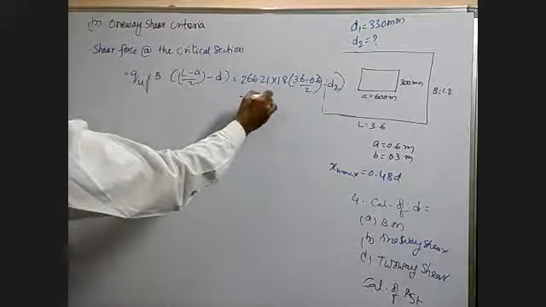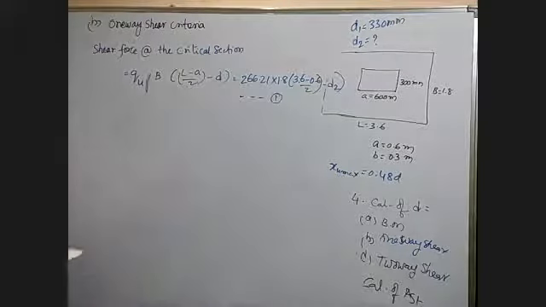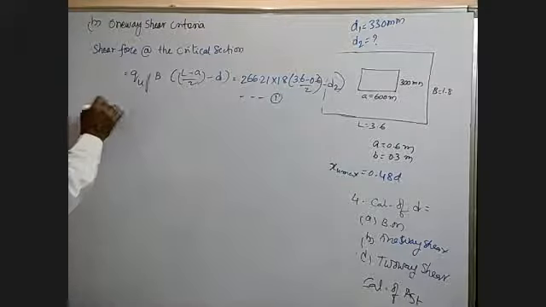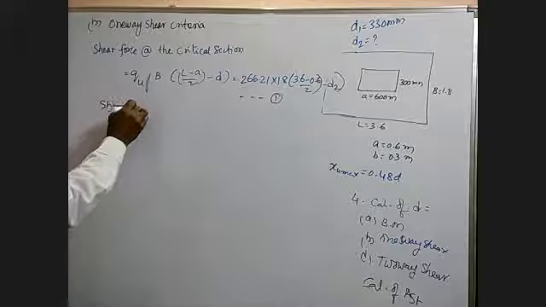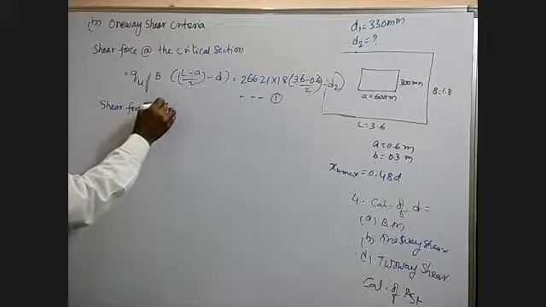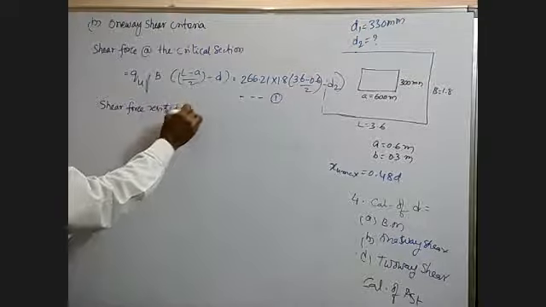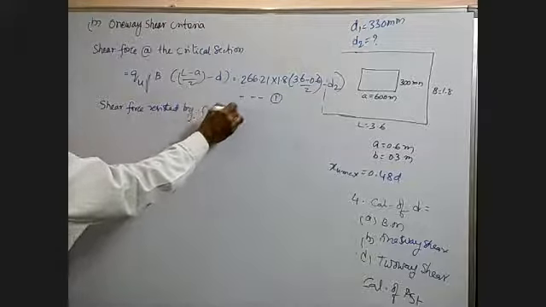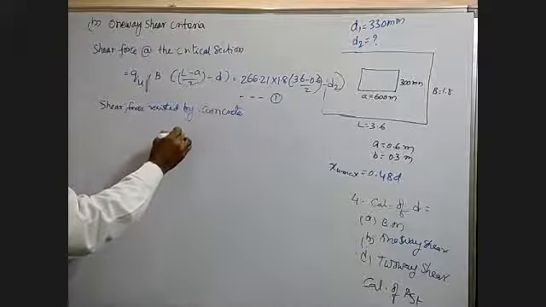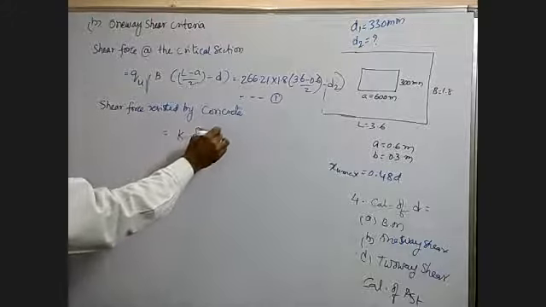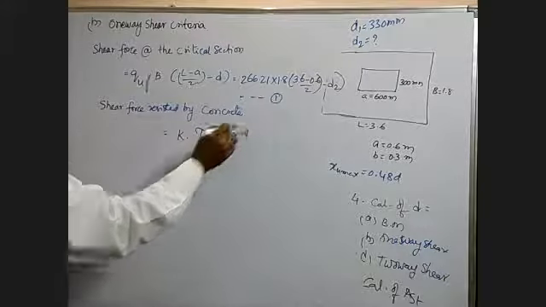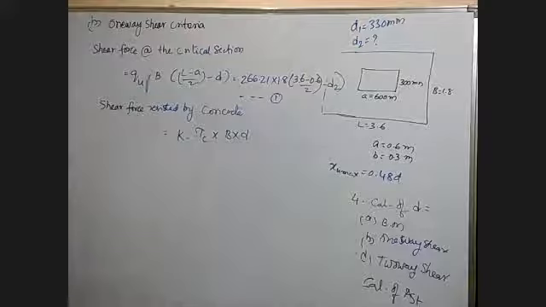So this is 1. Again, this is the shear force at the critical section. Now, the shear force resisted by the concrete is equal to K into tau C into B into D.